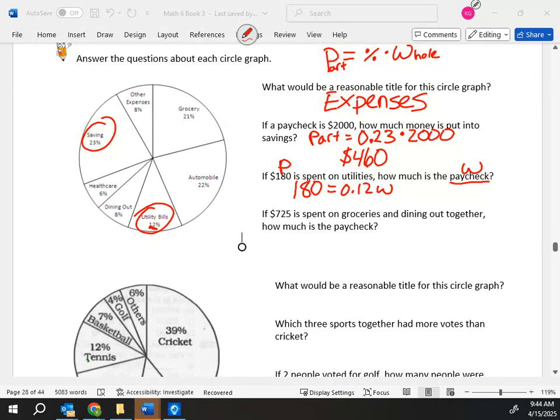What is our paycheck? So now that I've put in my numbers into what I know, how do I solve that? How do I find my whole? Lila? 180 times... So right here, remember, this is multiplying. Divide. Divide, because I want to do the opposite operations to get that whole by itself. So I'm going to divide by that 0.12. So what is 180 divided by 0.12? Liam?